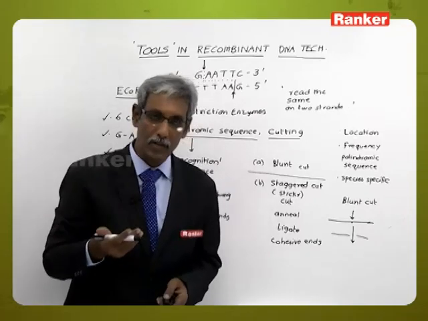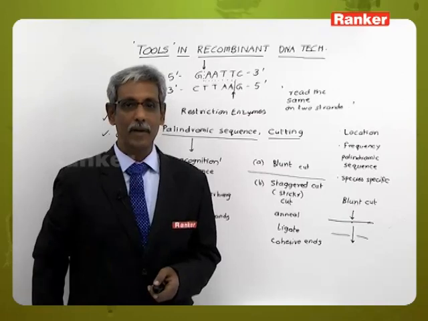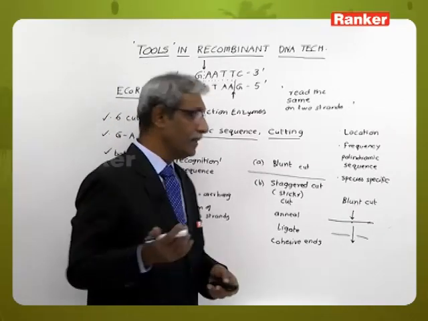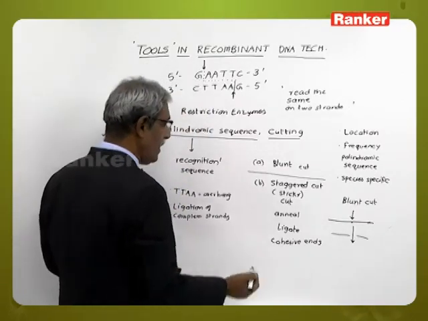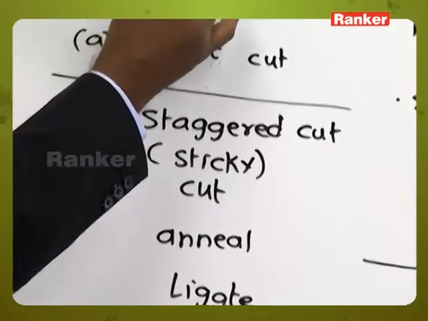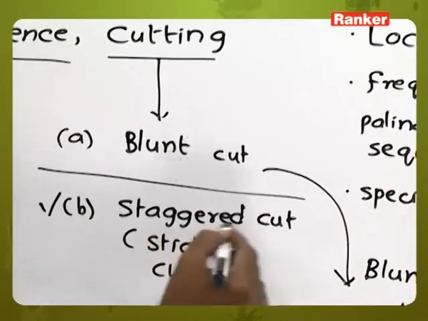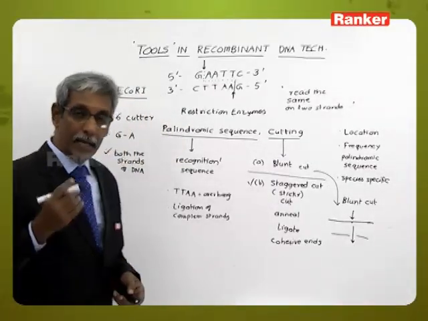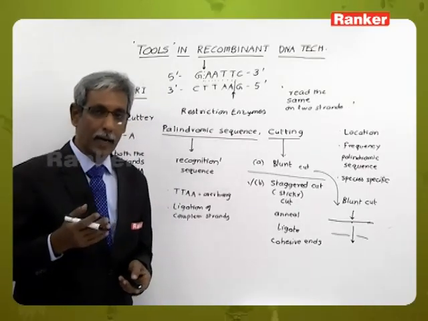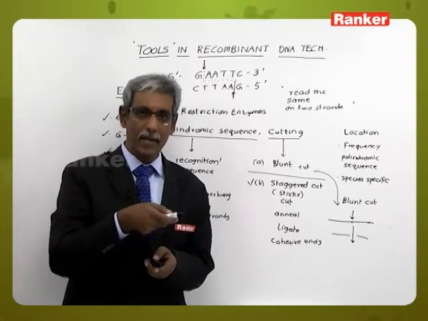But most of the restriction enzymes, which are very important tools in molecular biology, follow another pattern of cutting, which is termed a staggered cut. So among the cutting sequences, we have a blunt cut and we also have a staggered cut. In a staggered cut, it looks as if you have taken an instrument and sawed a piece of wood.